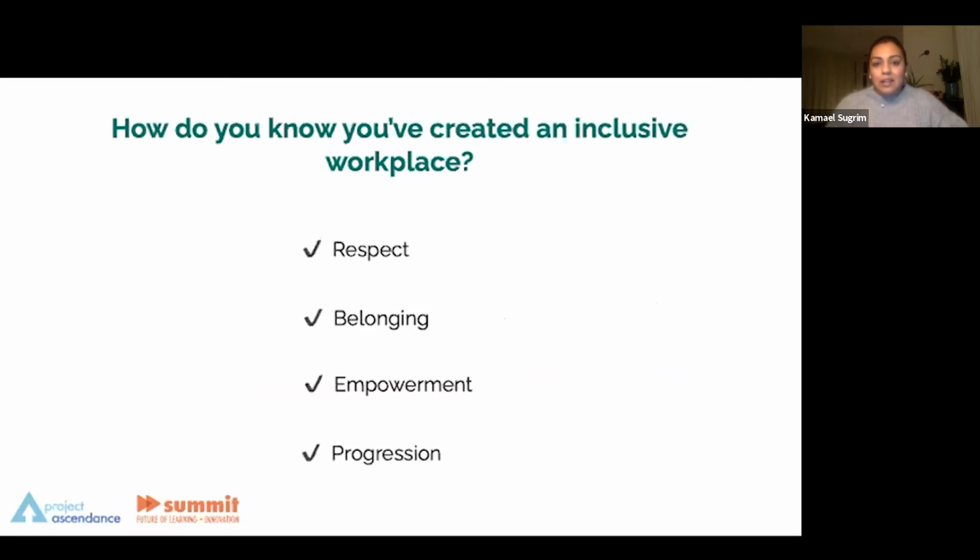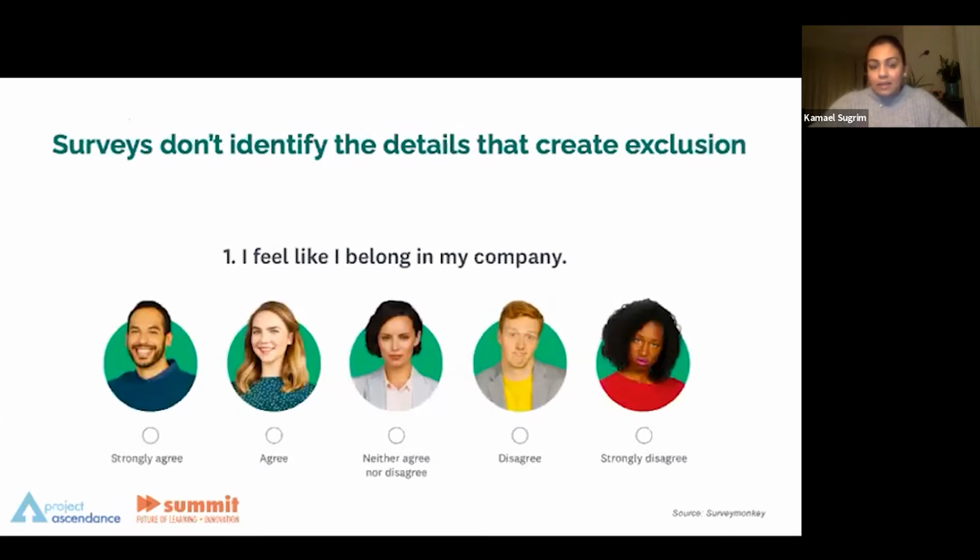How do you create an inclusive workplace? Most organizations look at whether their employees are being respected, whether there's a feeling of belonging, empowerment, and progression. And the way that they look at this information is they often go through surveys, and they ask their employees how they feel about these things. And I think what I've learned from surveying, and also what a lot of people say in surveying, is that there's a sense of bias that often happens in a survey. You could be trying to understand inclusion in a survey, but still have a lot of blind spots.